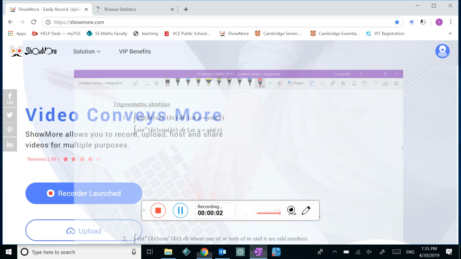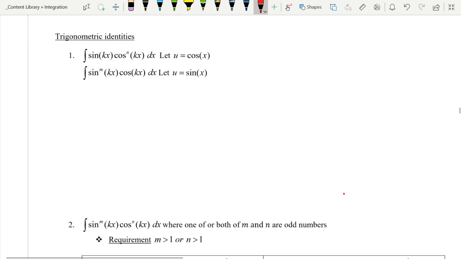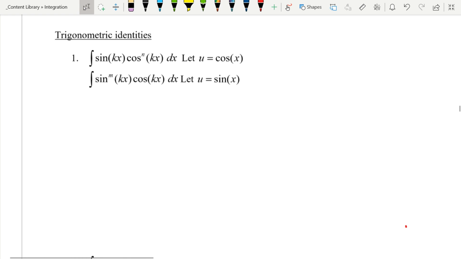Okay, so for this one, trig ratios. We are going to introduce some sine and cosine functions, like multiple sine and multiple cos multiplied together. So this is what we're going to learn today. We have a couple of situations we can talk about.